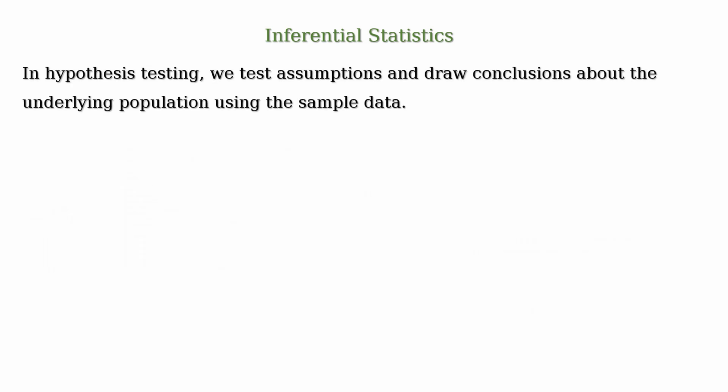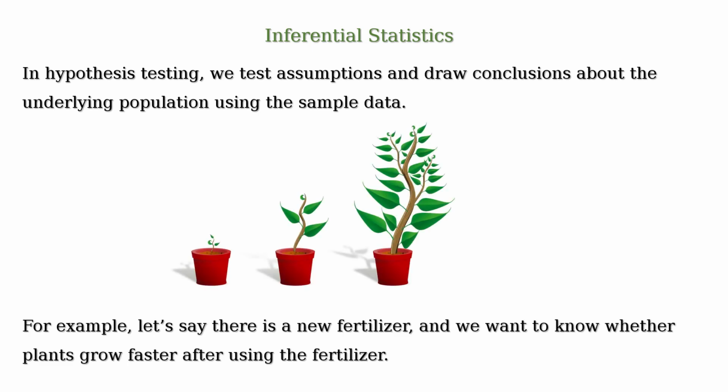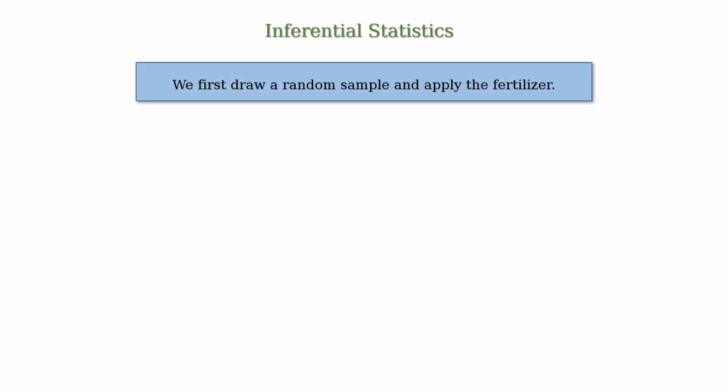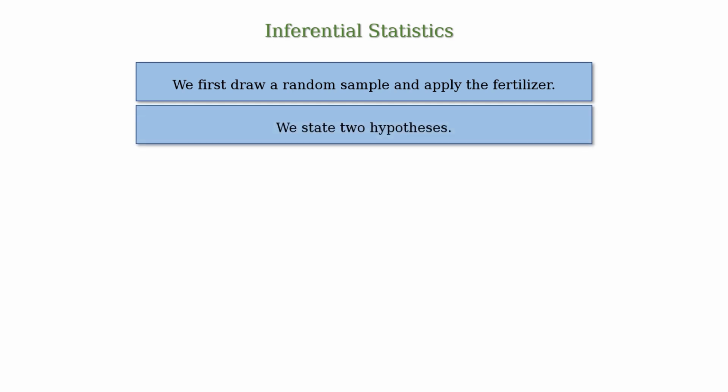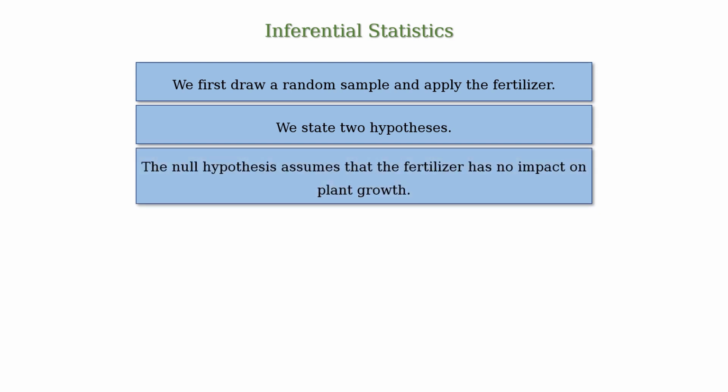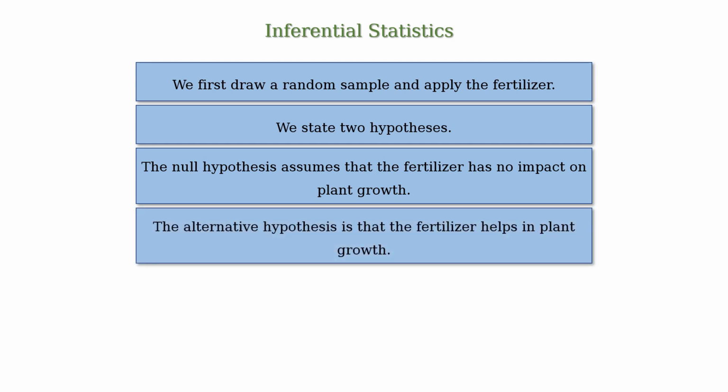In hypothesis testing, we test assumptions and draw conclusions about the underlying population using the sample data. For example, let's say there is a new fertilizer and we want to know whether plants grow faster after using the fertilizer. To know that, we can first draw a random sample and apply the fertilizer. Then we state two hypotheses. The null hypothesis assumes that the fertilizer has no impact on plant growth, and the alternative hypothesis is that the fertilizer helps in plant growth.